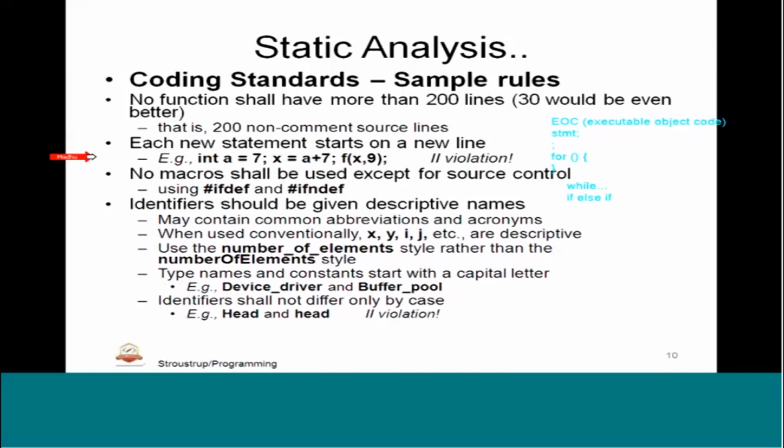or 200 or more. Each new statement starts on a new line. We cannot have a semicolon followed by another statement on the same line, which is a violation. We cannot have multiple statements in a single line. That is one of the strict rules that has to be followed mandatorily. No macro shall be used except for source control. That means we cannot afford to have macros in the program unless it is for source control, meaning we have ifdef and the like.